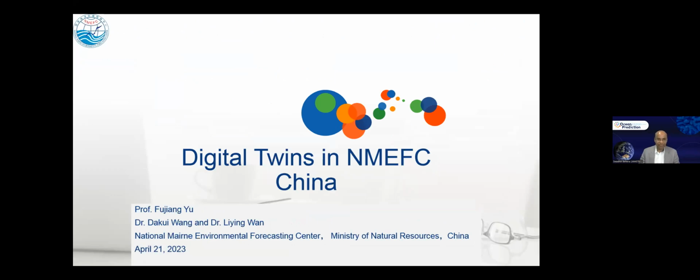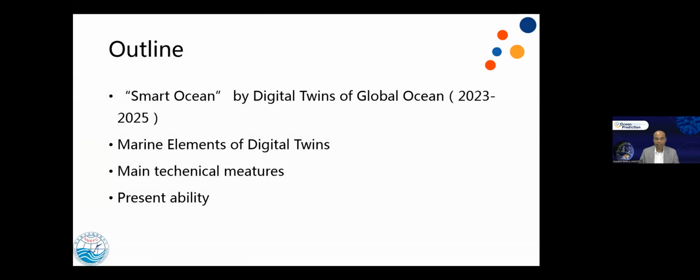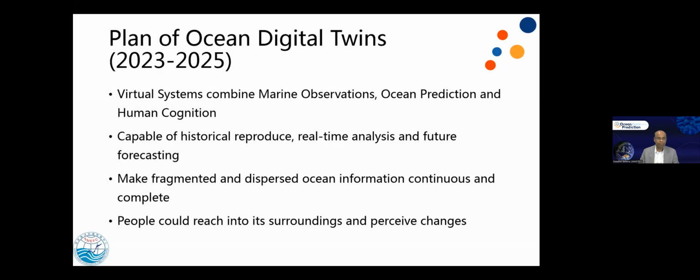Okay, thank you. On behalf of Professor Yu-Fu Jiang and Dr. Wang Dakui, I will give this presentation about the ocean digital twins in our center. This is just a plan for the next 2 or 3 years. We want to build a so-called Smart Ocean by Ocean Digital Twins. In our Ocean Digital Twins, we will combine the marine observations, ocean prediction, and human cognition, and we will be capable of historic reproduction, real-time analysis, and some future forecasting.